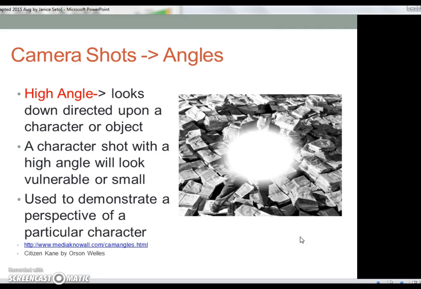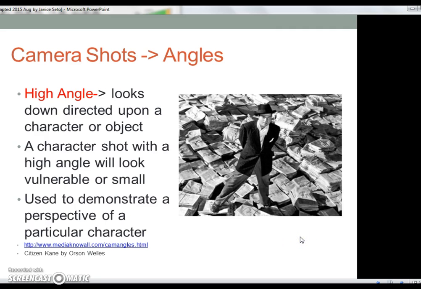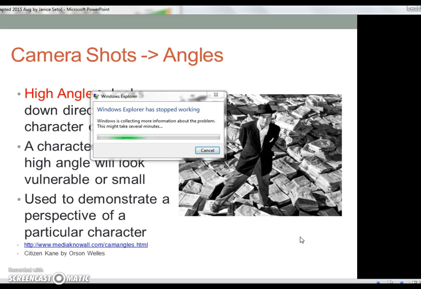From Citizen Kane, it's Orson Welles, and he plays Charles Foster Kane. Again, this is another one of those great movies.